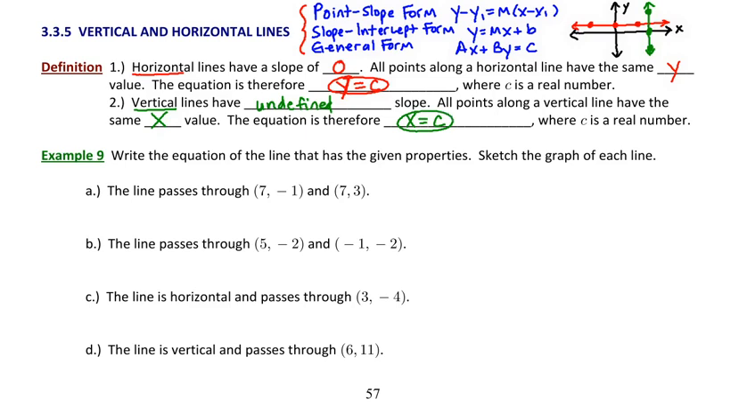Let's take a look at example 9. Write the equation of the line that has the given properties and then sketch the graph of each line. So as we sketch each line, I'm going to put all of them on a single grid. So I'm going to draw my x and y axes over here to prepare.